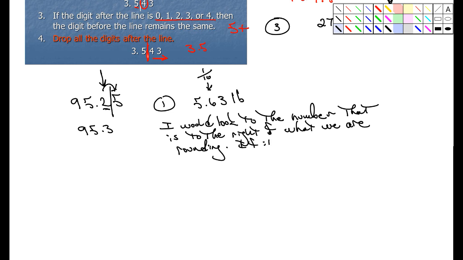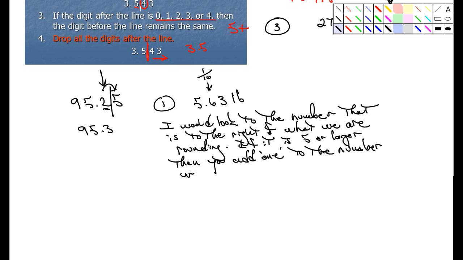If it is 5 or larger, then you add 1 to the number we are rounding. Okay?